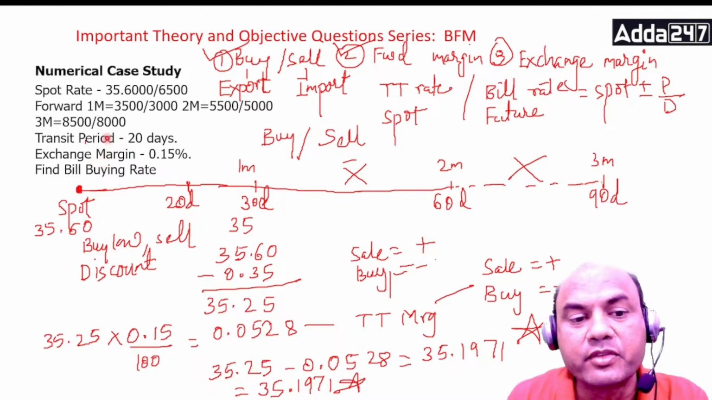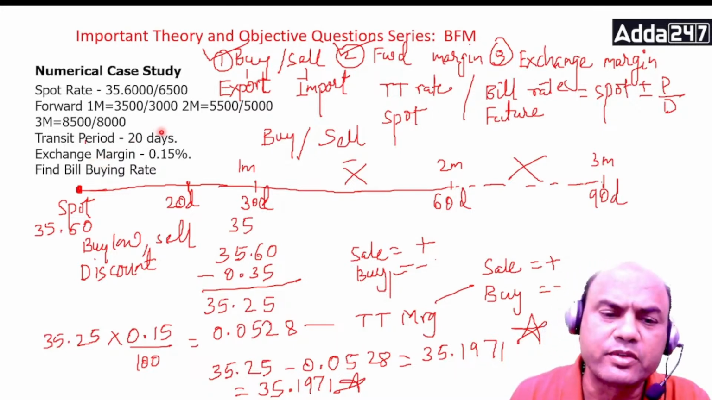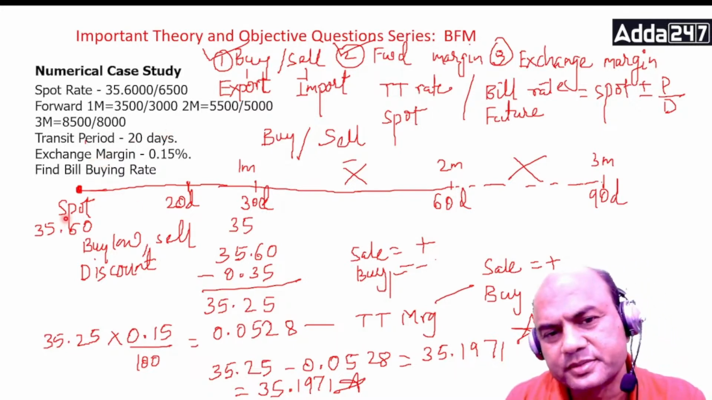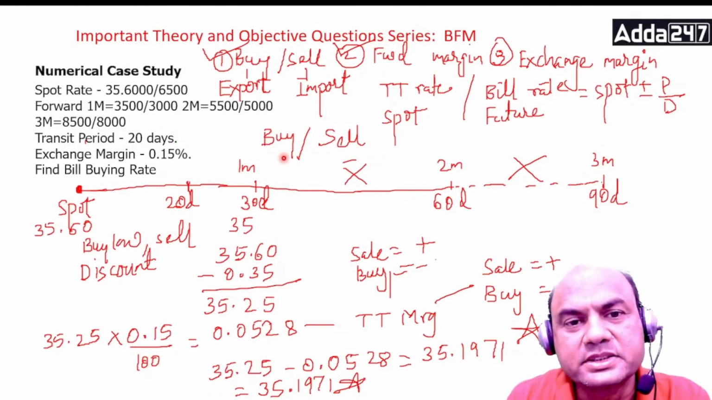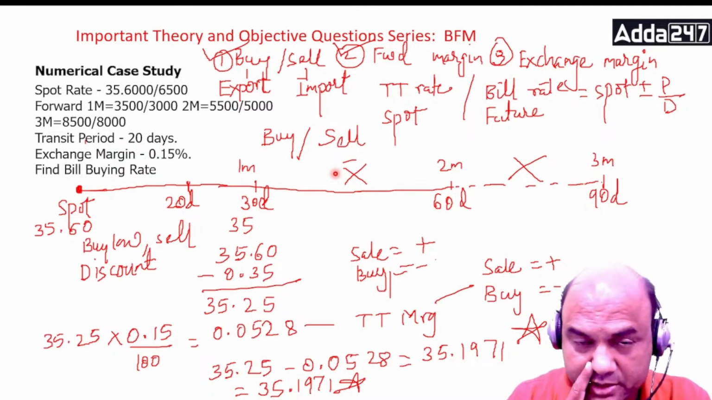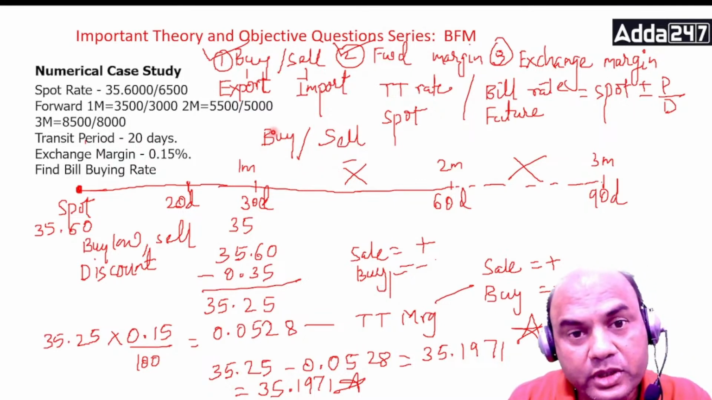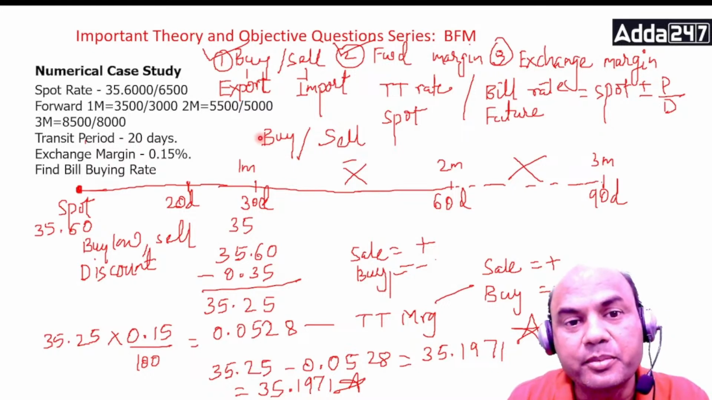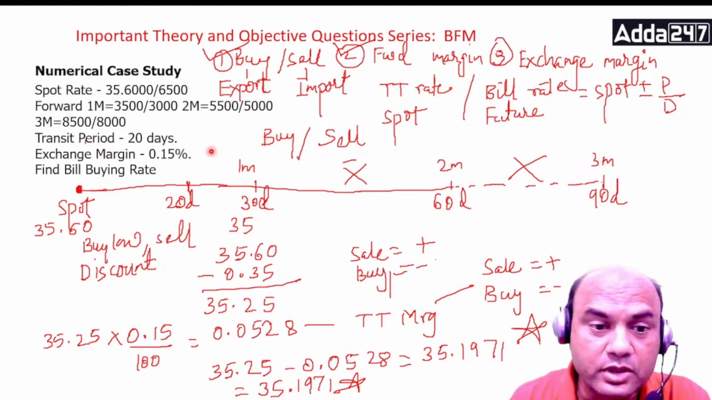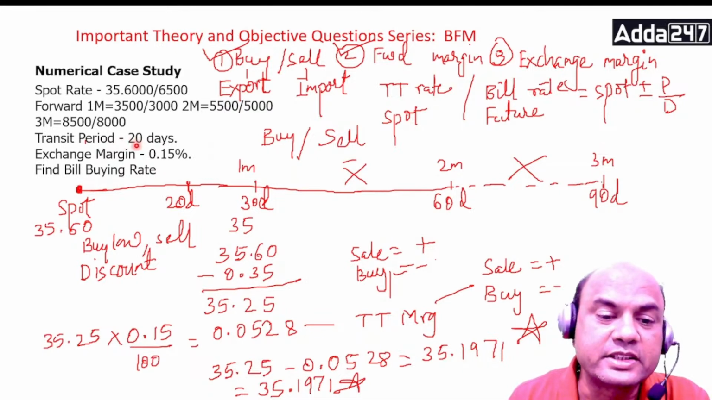Why? Because we are dealing with 20 days. Transit period is 20 days. What do you mean by this? Transit period means the period when you send the documents from the negotiating bank to the issuing bank, the time required to reach there, check it and pay. All these things are included. So what is given? Transit period is 20 days.